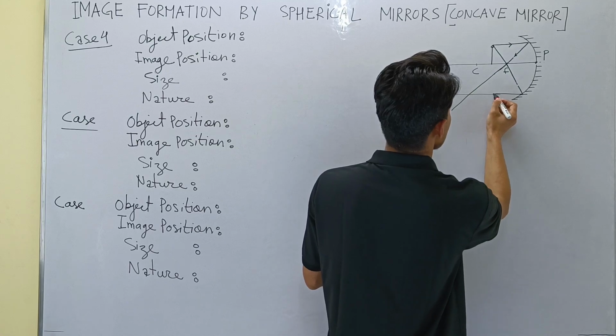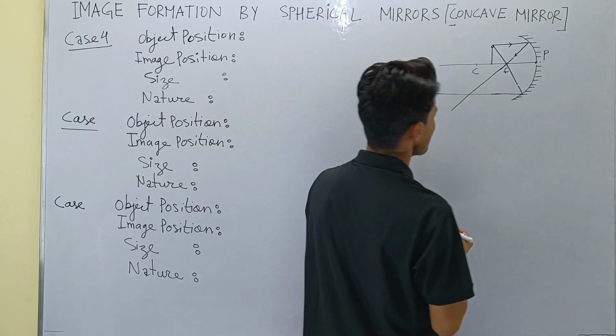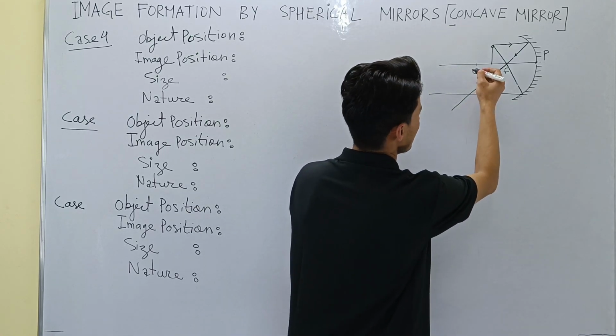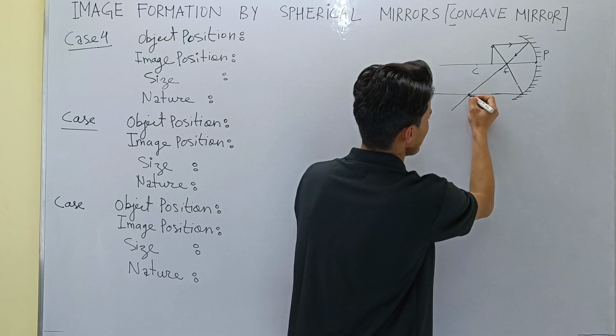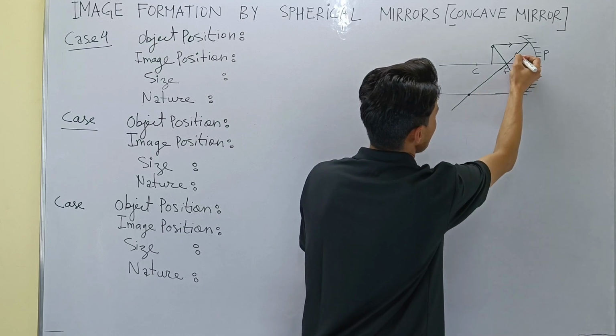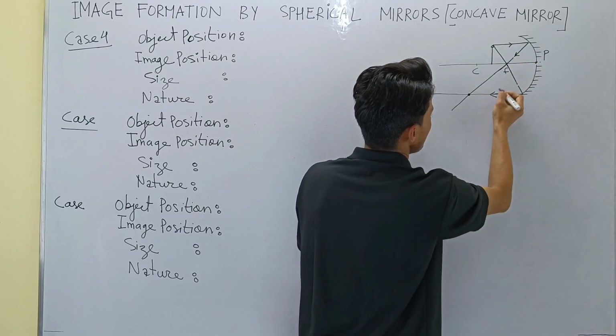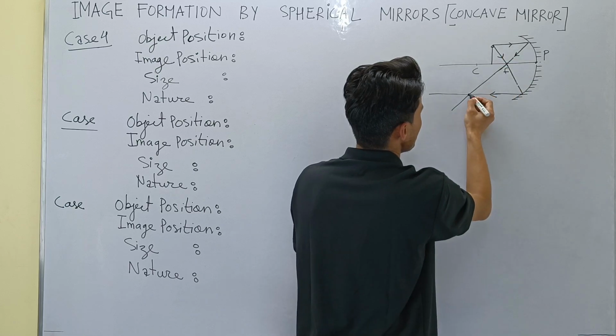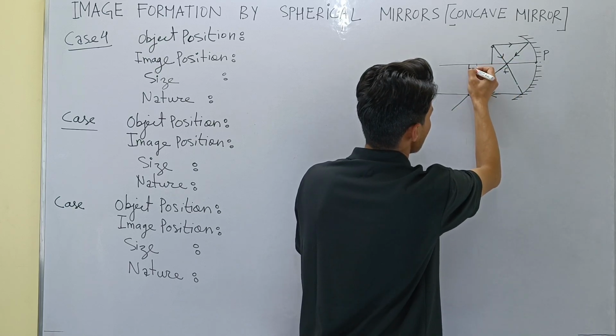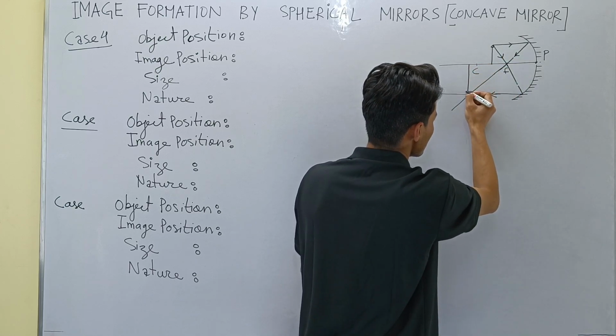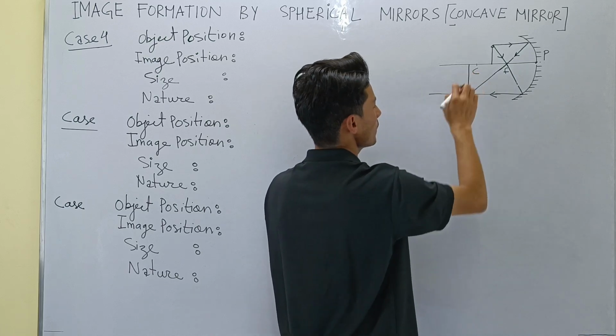Okay, it's almost like that. What to do? But this is much better than the previous one. So here, the two reflected rays meet here. So the image will be formed here. Not bad. So this is the image.